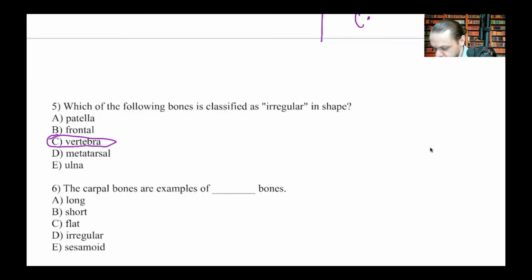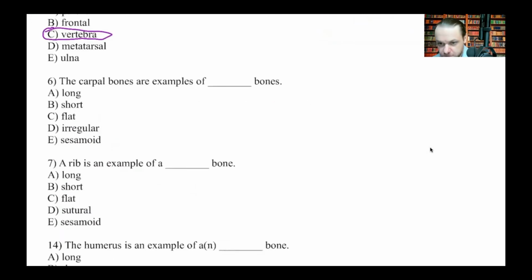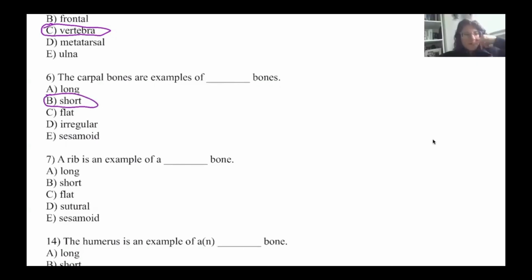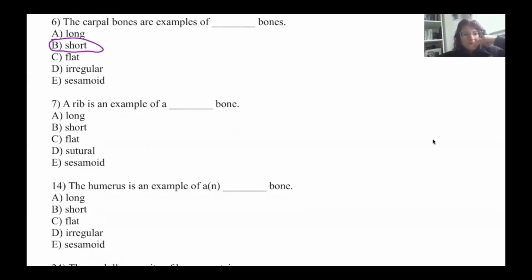All right. Number 6. Let's see who we got. Brenda, would you like to go? Sure. The carpal bones are examples of short bones. Short bones is correct. So this is the type of questions you may or may not see.